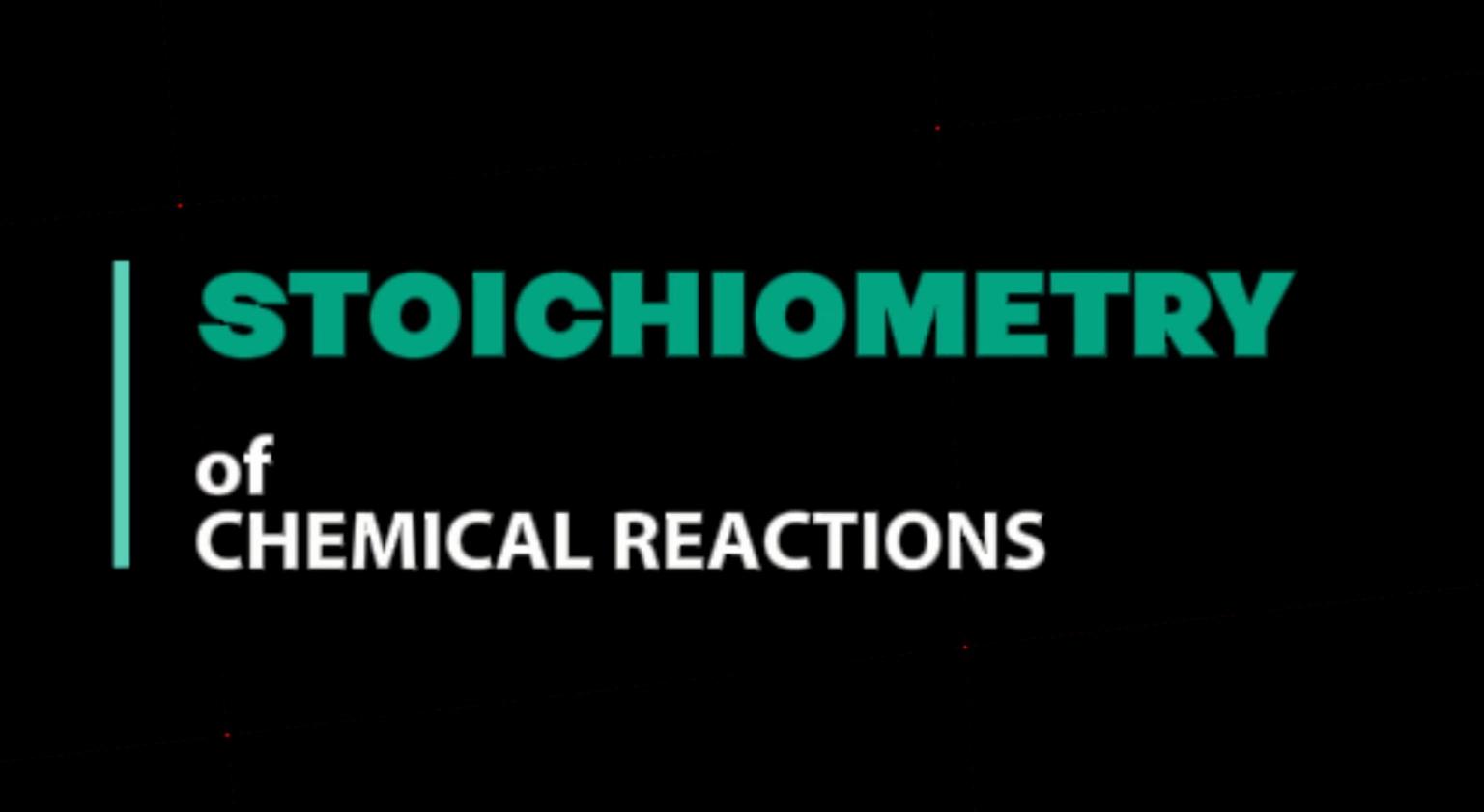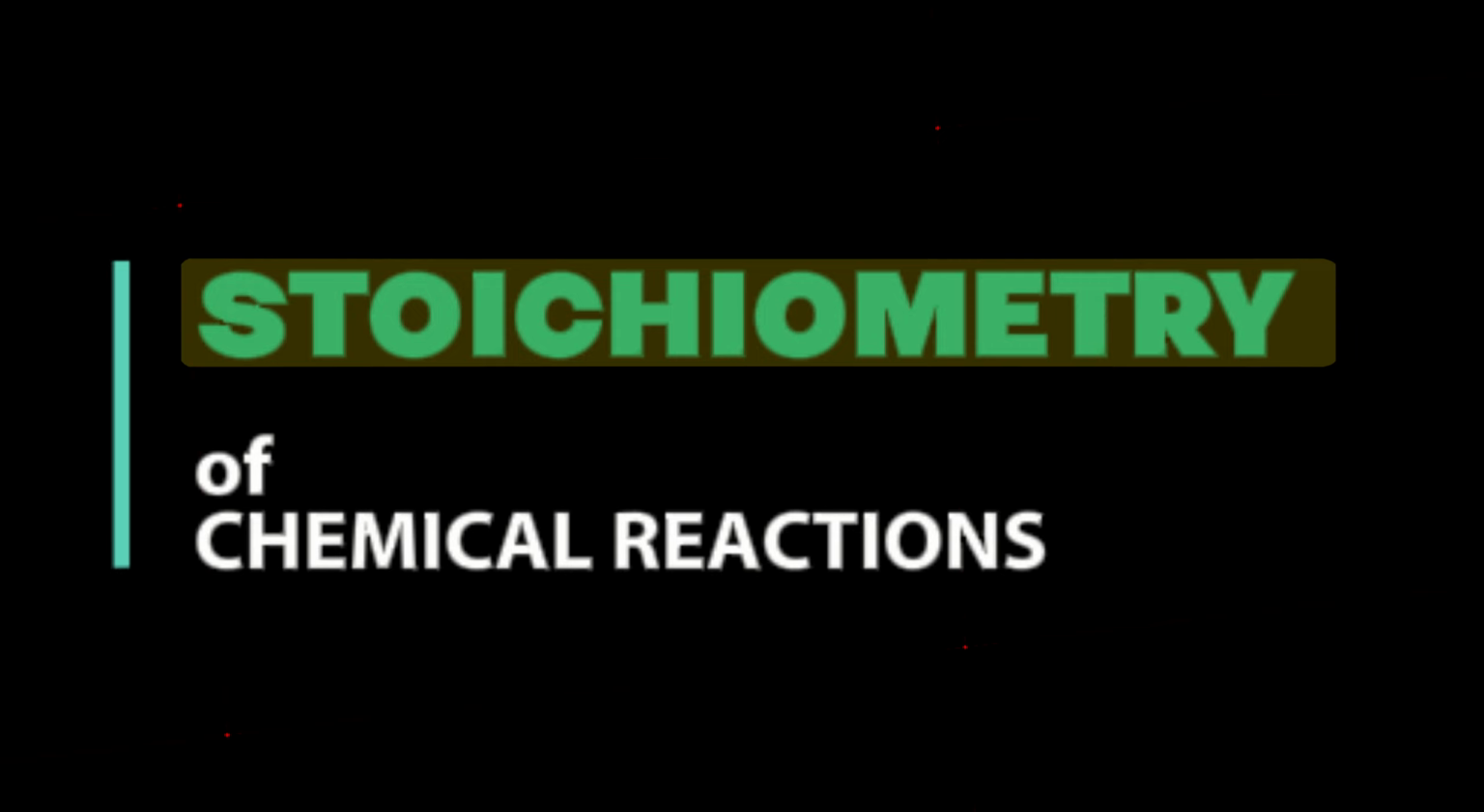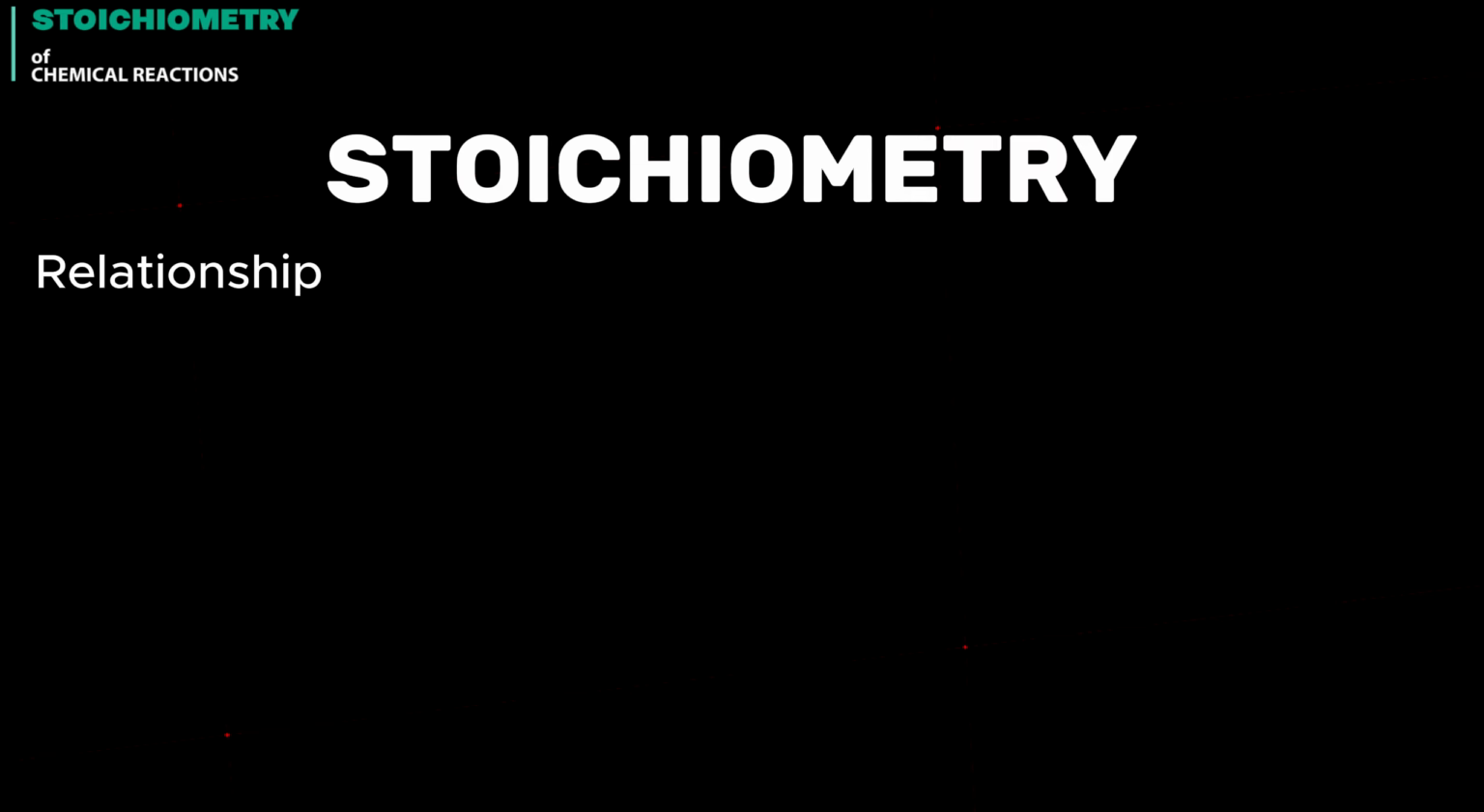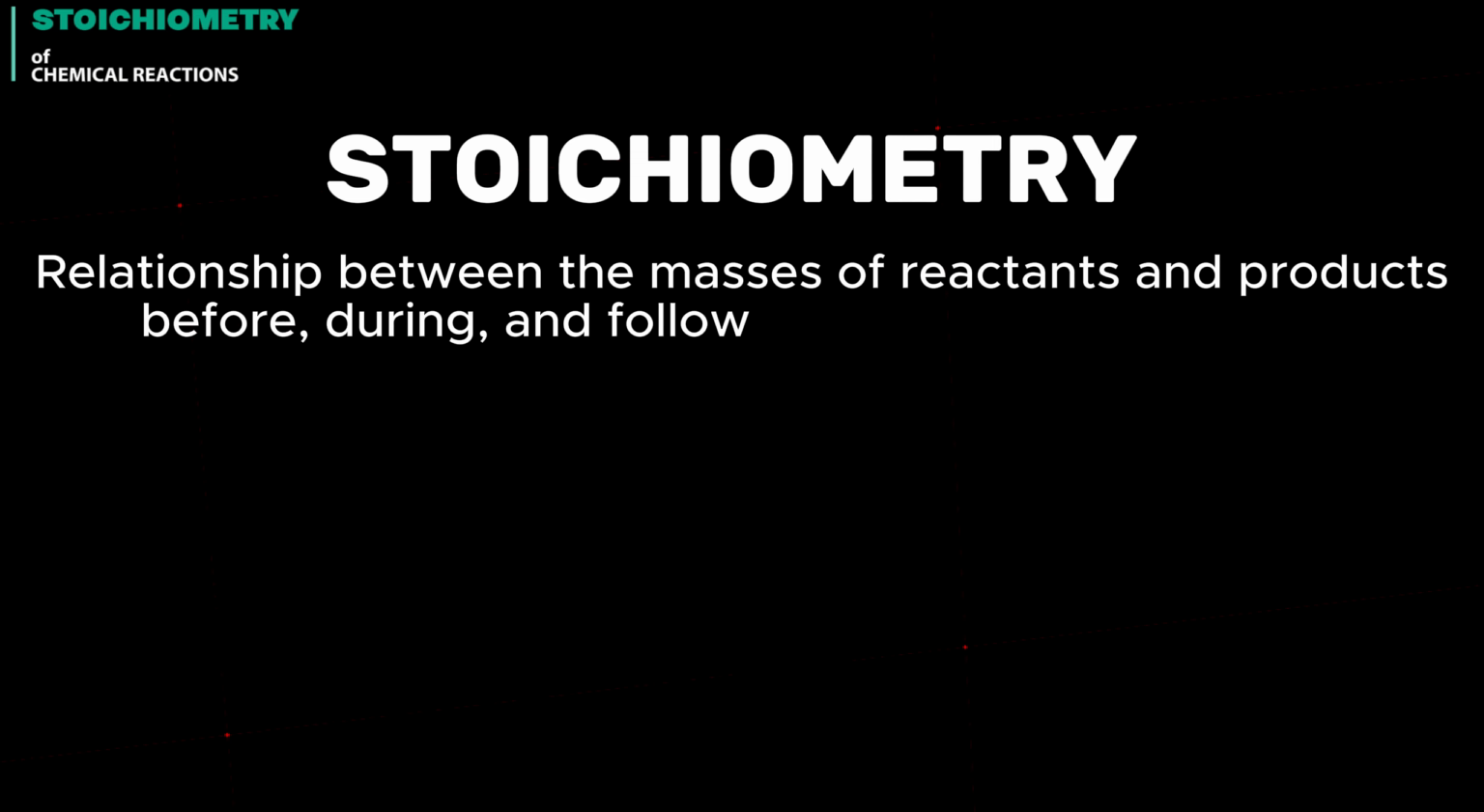You will know that chemistry is a quantitative science, as chemists are often interested in how much yield and quantities of products they are going to obtain from given amounts of reactants. Through calculations, we can determine how the masses and volumes of the reactants and products are related. The study of this quantitative relationship in chemical reactions is called stoichiometry. So stoichiometry is the relationship between the masses of reactants and products before, during, and following chemical reactions.